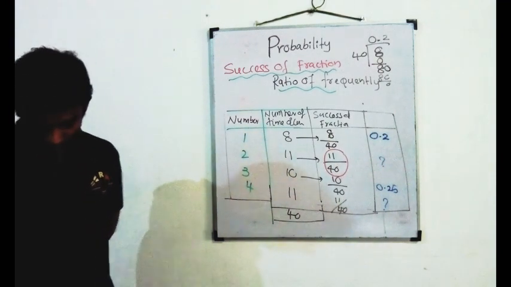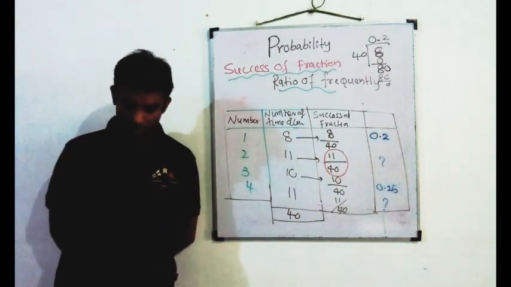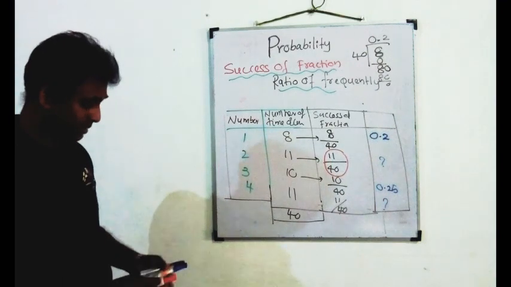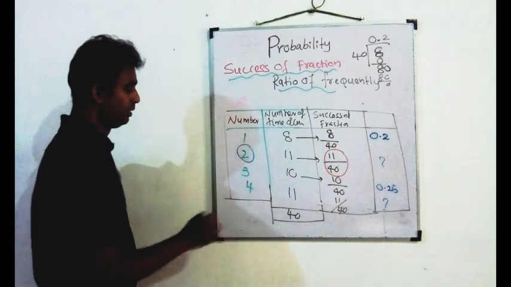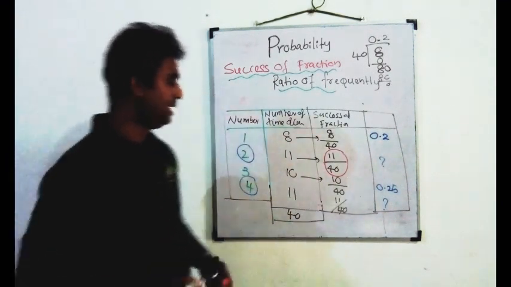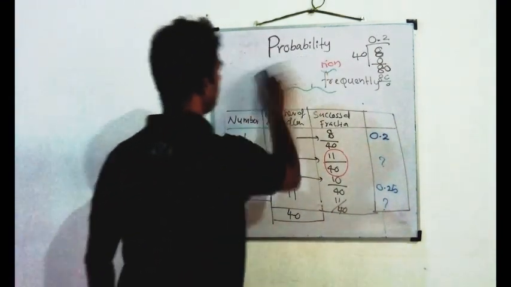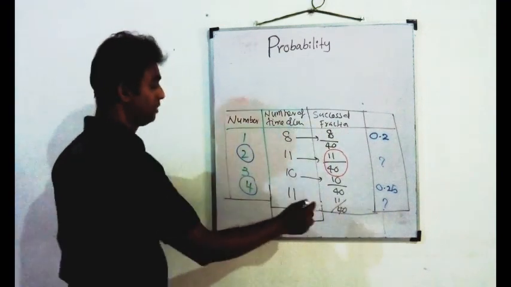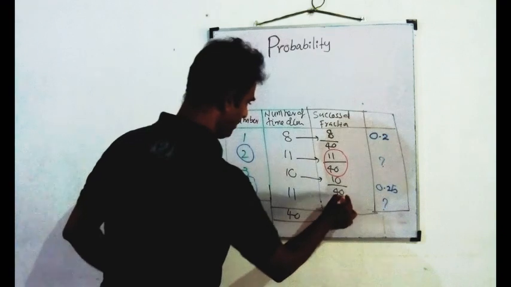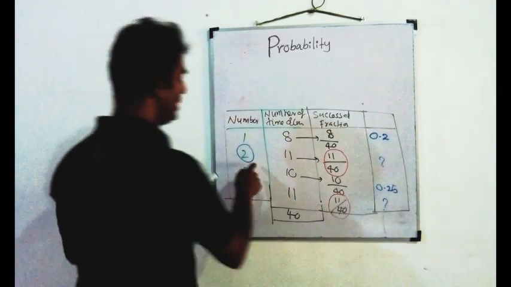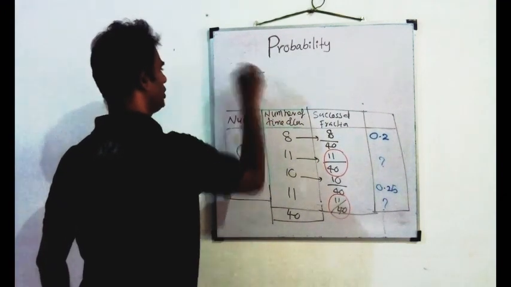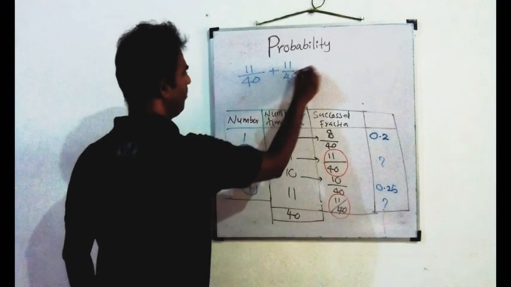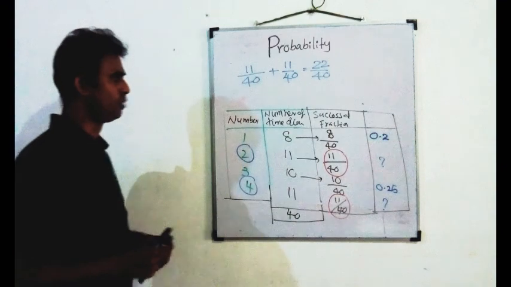Another question can be asked like this: find the experimental probability of getting an even number. What is the experimental probability of getting an even number? See here, 2 is an even number and 4 is an even number. These two fractions should be added. The fraction of success for 2 is 11 upon 40 plus the other even number, 4, 11 upon 40. Therefore 22 upon 40 is the answer.